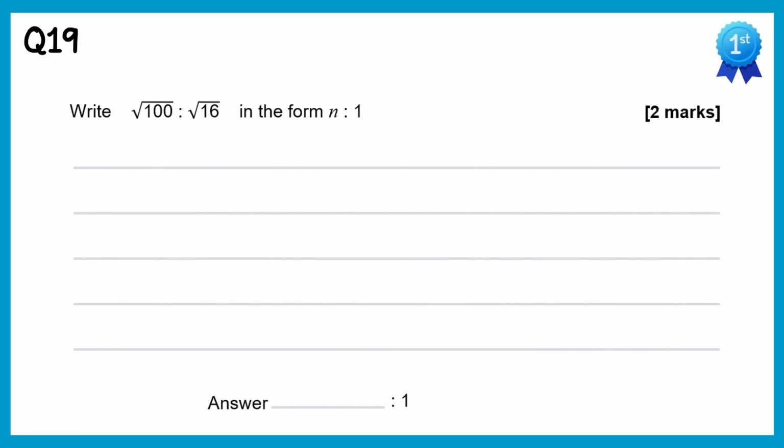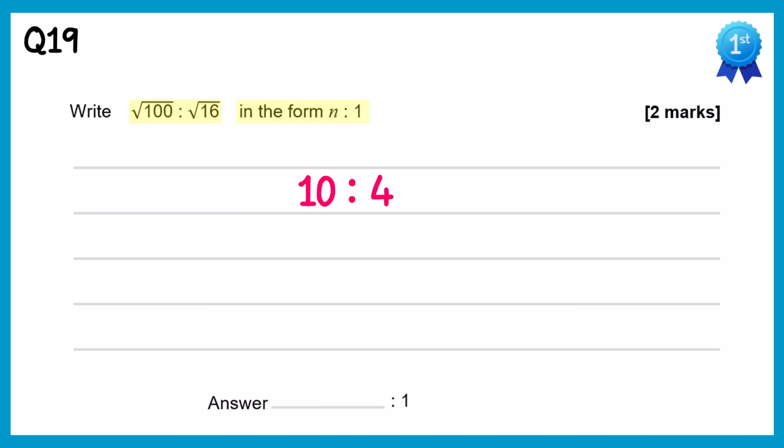In this question, we have the ratio square root 100 to square root 16. The square root of 100 is 10, since 10 times 10 is 100. The square root of 16 is 4, since 4 times 4 is 16. So the ratio is really just 10 to 4.